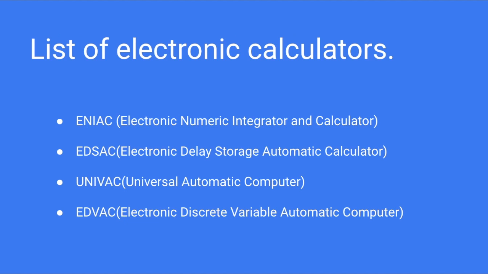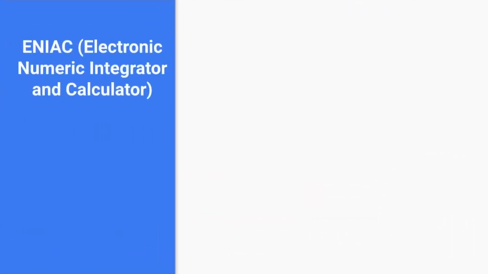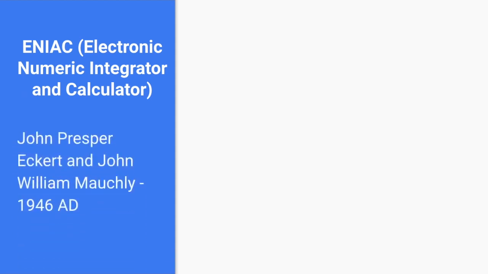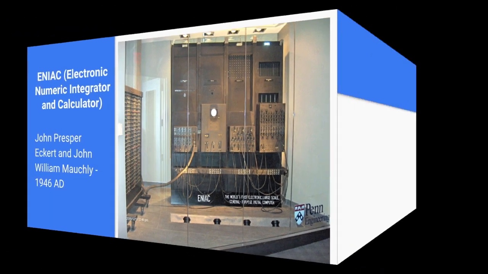We will discuss each and every one in detail. Let's start with ENIAC. It was developed by John Presper Eckert and John William Mauchly in 1946 AD. This is how an ENIAC looks like.